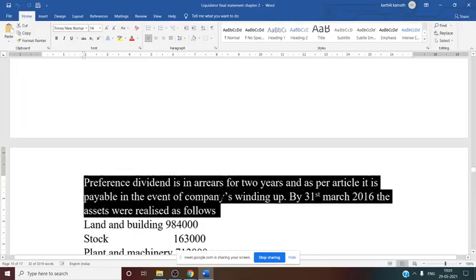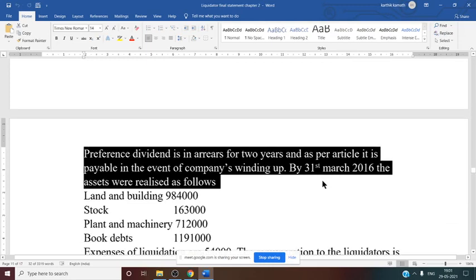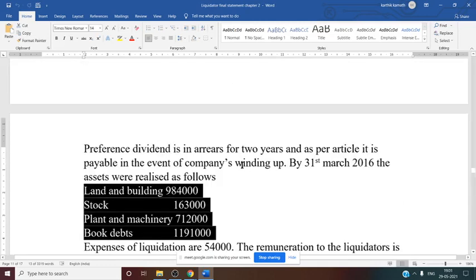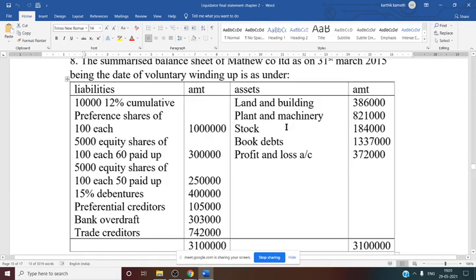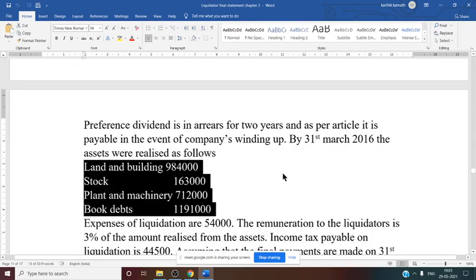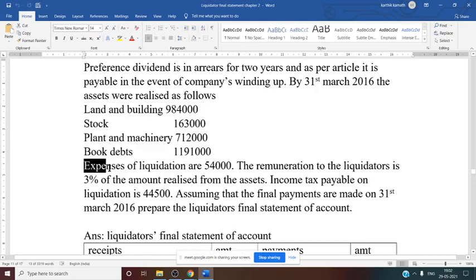Then by 31st March 2016, the assets were realized as follows. Now 4 asset informations are given. One is land and building, 9,84,000. Stock is 1,63,000. Plant and machinery 7,12,000, and book debt 11,91,000. The same items are there in the asset side, but now in the adjustment they have given you the revalued or adjusted figures. Then expenses of liquidation is 54,000, which you can consider directly.